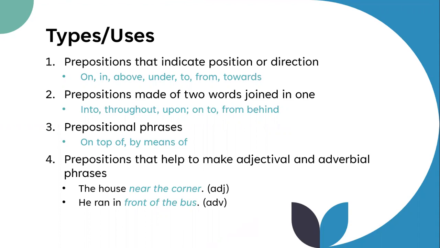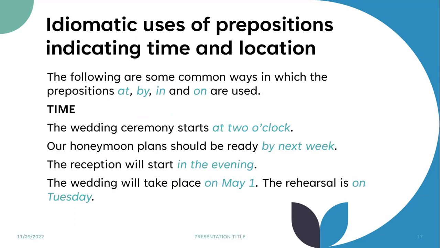and end with a noun, pronoun, or other word group. And lastly, we have prepositions that help to make adjectival and adverbial phrases. The house near the corner, adjective. He ran in front of the bus, adverb, right? So those are the four main uses of prepositions in writing.